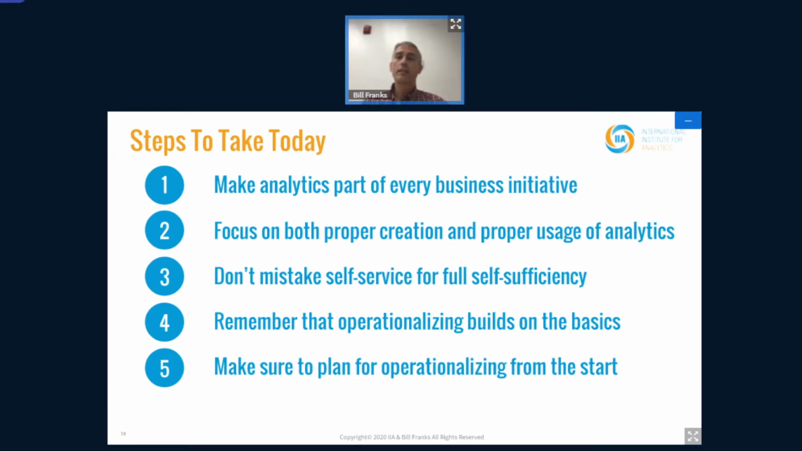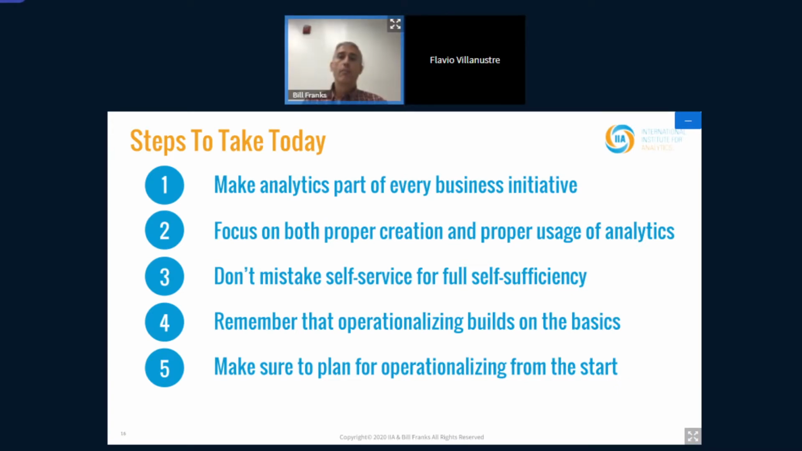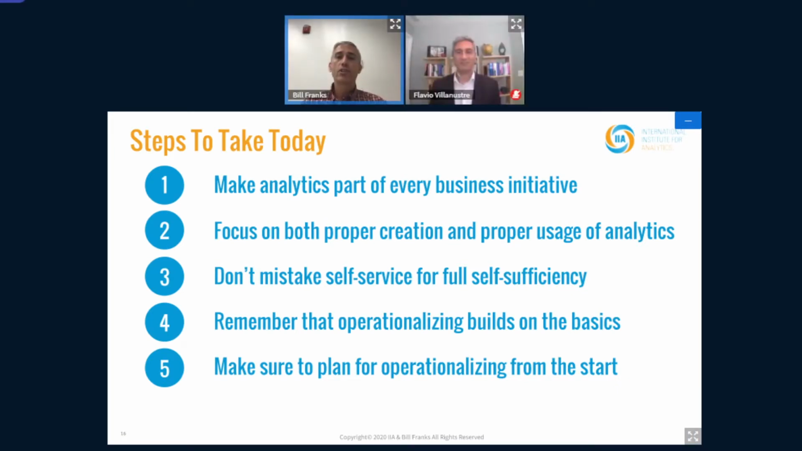So the steps you could take today, and then we'll take some questions. Make analytics a part of every business initiative from the start. Think it through, the analytics and what the requirements are. Focus on both the creation and usage of analytics. Too many organizations focus a lot on the creation, not enough on the usage.